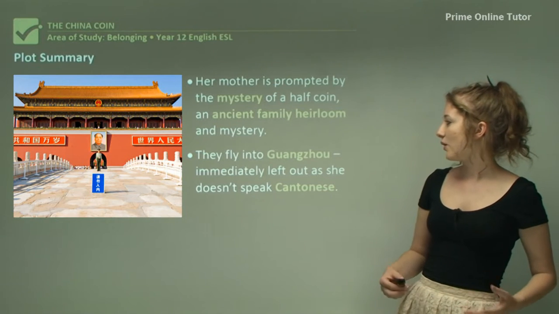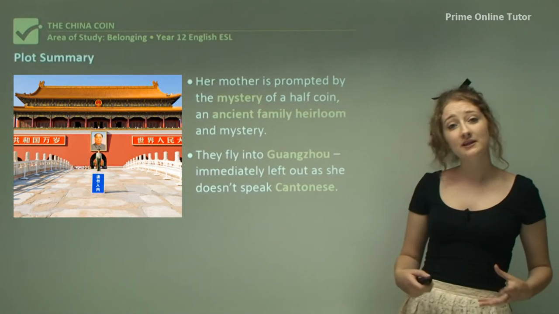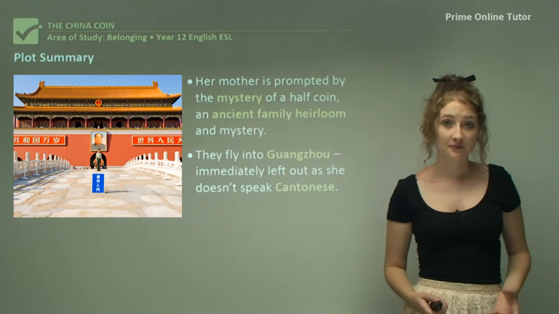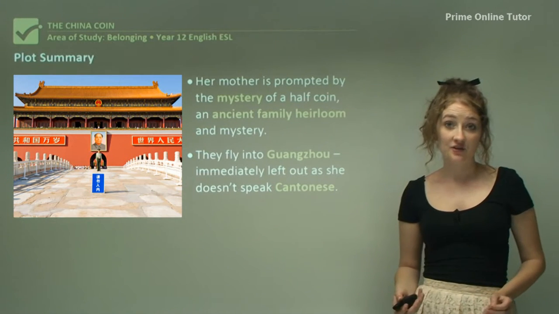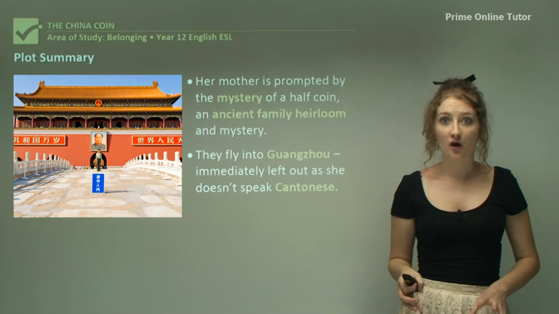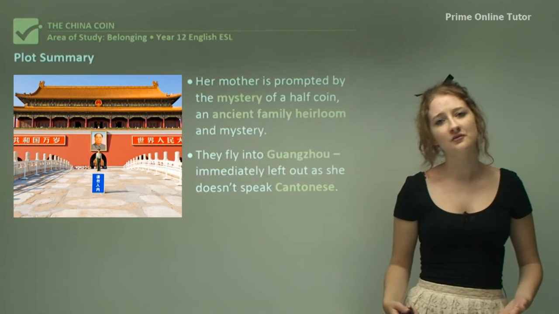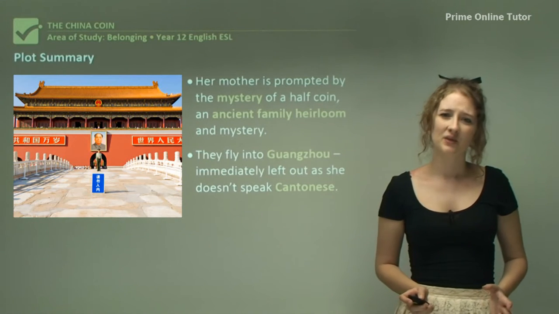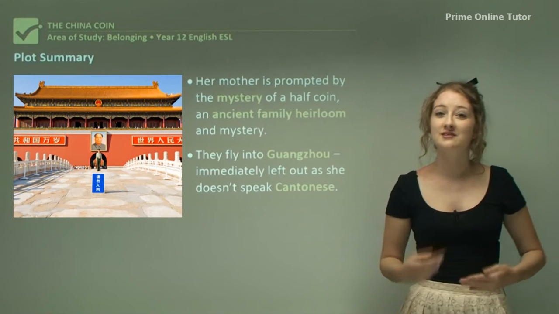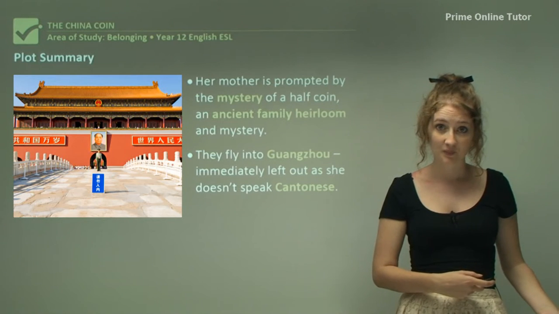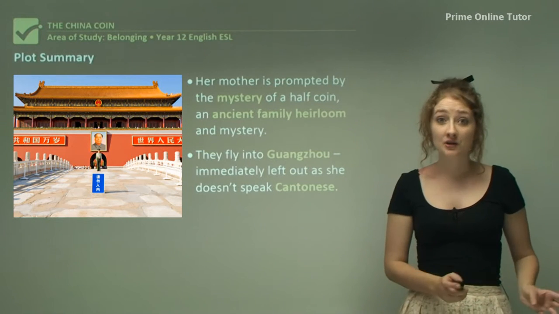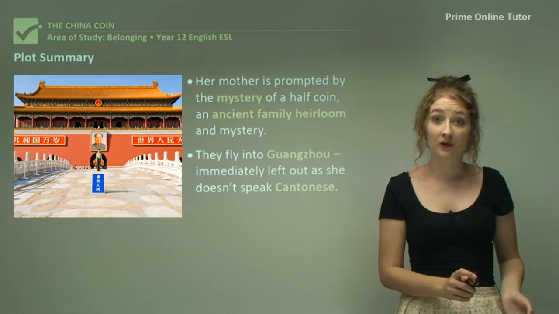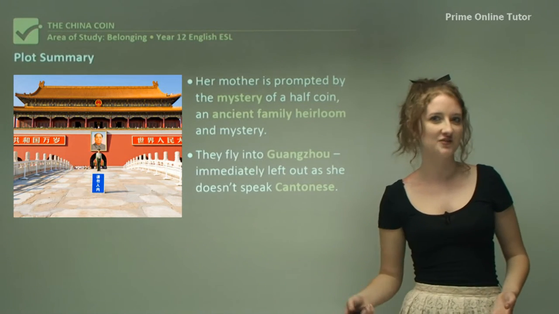So they fly into Guangzhou and they immediately feel quite left out, basically because Leah doesn't speak Chinese, specifically Cantonese. So early on you get that sense of displacement. Leah's in this new environment and she really just doesn't understand the things that are happening around her. She doesn't speak the language, she's feeling disconnected therefore from the people. So you really get that sense early on in the plot that this is going to be a story about someone who perhaps doesn't belong, but then goes on that search to find belonging.